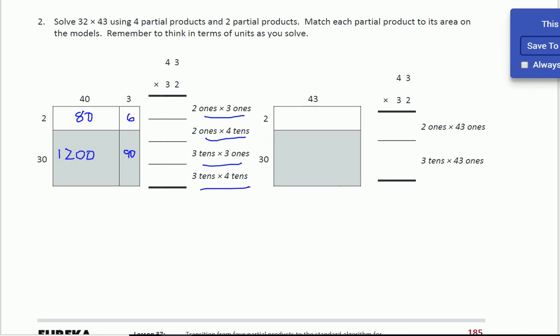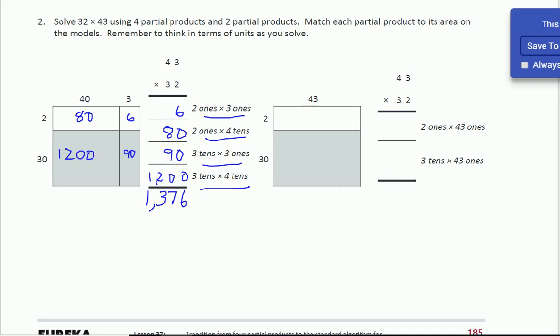And then we just put these in the appropriate place. 2 times 3, the 6 goes here. And we're going to put the next one here, 80 goes here. Then the next one, 90, goes here. And then the last one, 1,200, goes last. I'm going to add all these together. We get 6. 9 and 8 is 17. Carry the 1. 2 and 1 is 3. 1,376.